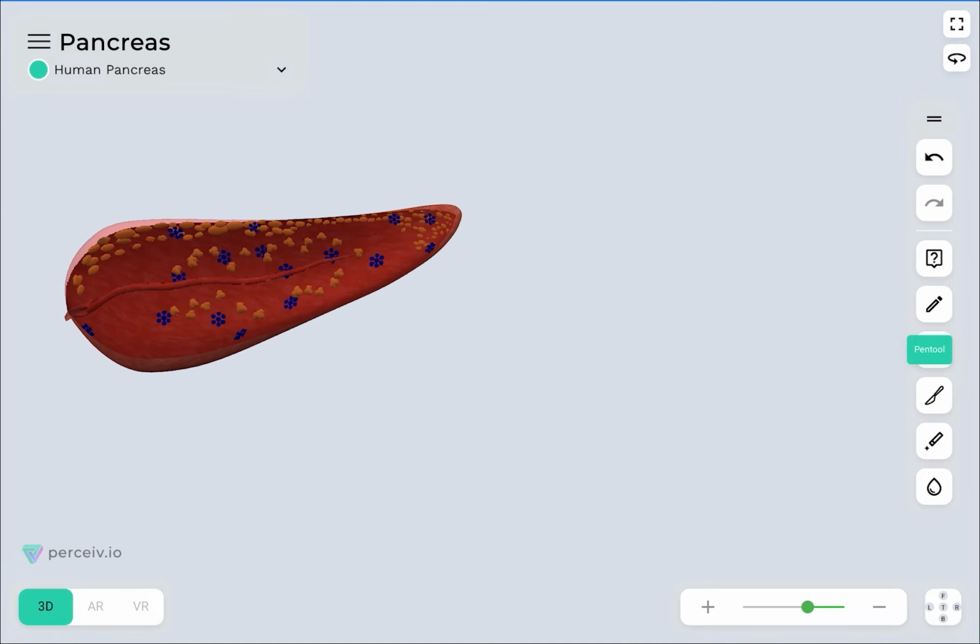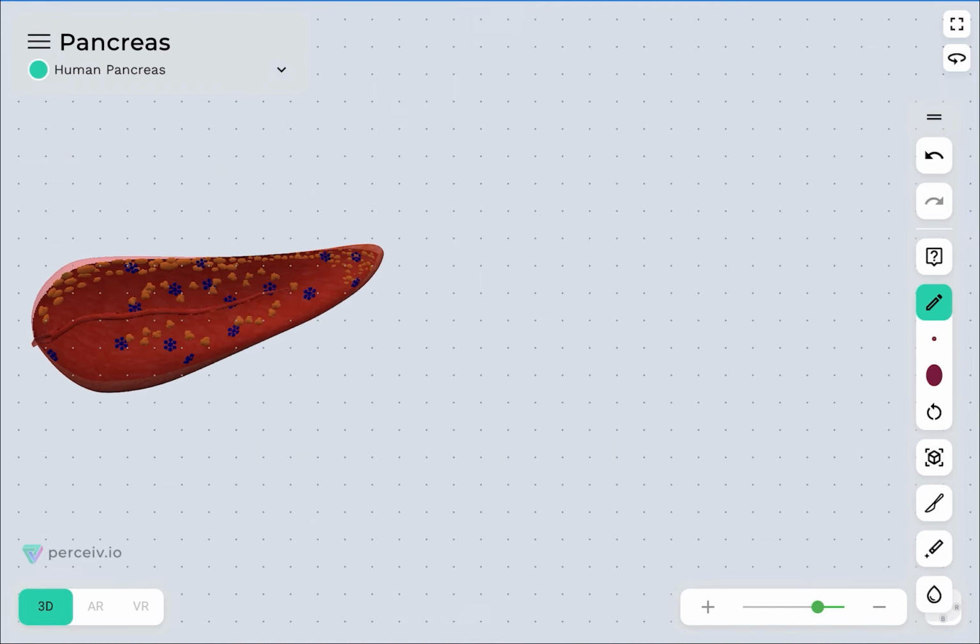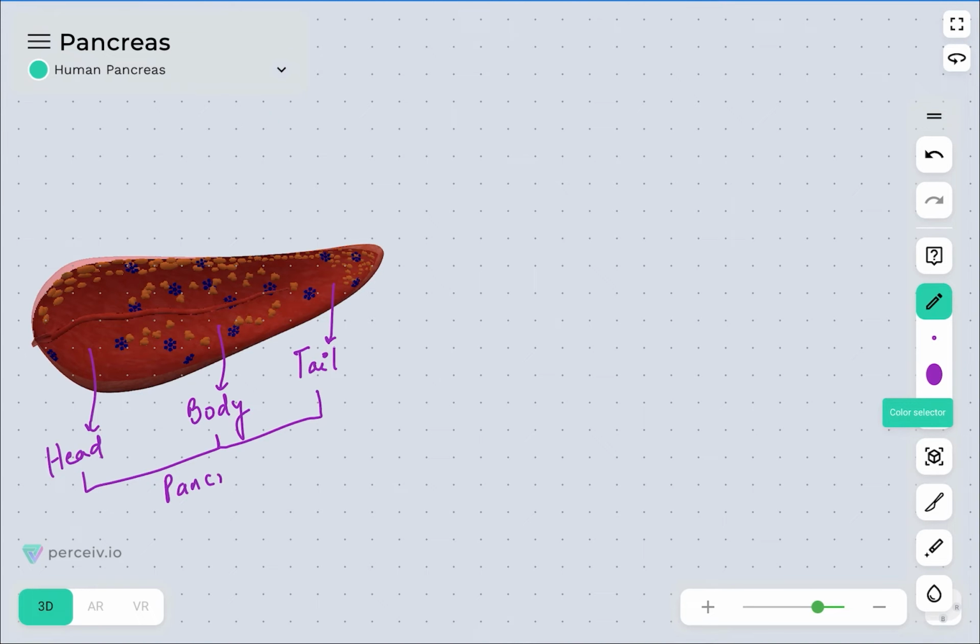So let's just shift this model. One thing more which is very important is that this part which you can see is the head part. The head is the broader part, then this is the body part of the pancreas, and this is considered to be the tail of the pancreas. So altogether we can say that the pancreas is basically divided into three parts: the head, body and the tail. So let's talk about the endocrine part of the pancreas.